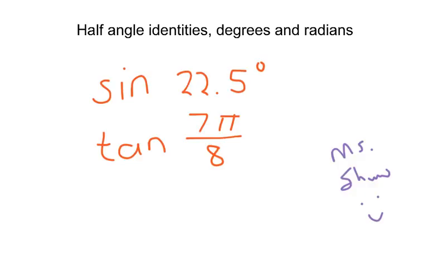I'm going to do two problems here. A, sine of 22.5 degrees, where we're going to use the half angle identities in degrees, and tan of 7 pi over 8, which is in radians. I'm going to use both formulas on this one, and I'm going to show you why formula 11 in your textbook is better than 10C. 10C I'm going to do first, then I'm going to do 11.